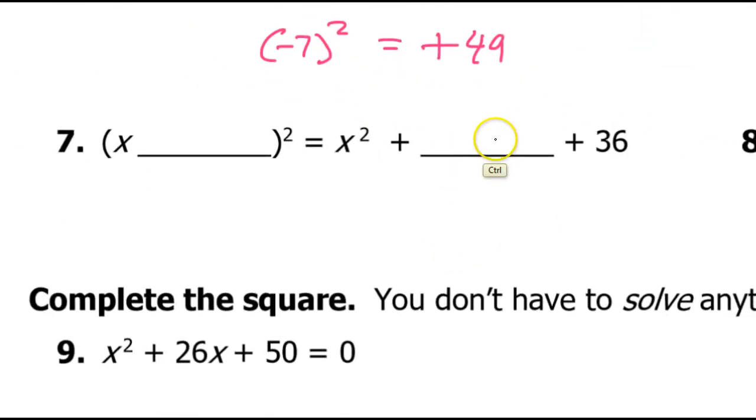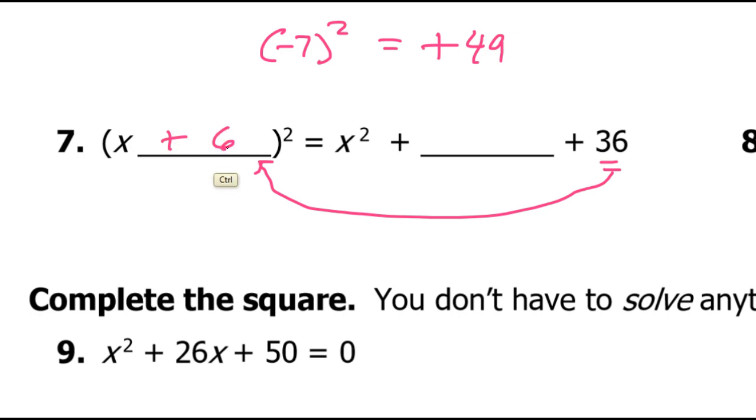All right, take a look at number 7. Uh-oh. This one's a little bit different. So this time they're giving us the final number. So this has to be this number squared. So this must be 6. All right, because 6 squared is 36. So I know that. Now, the 6 has to be half of the middle.